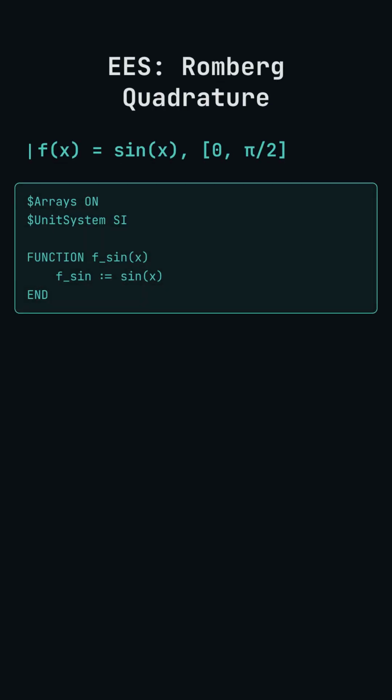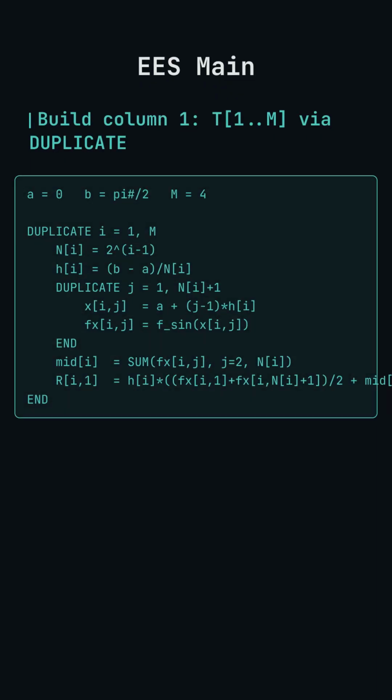Define the integrand as an EES function, sine of x, so it can be called repeatedly at different step sizes. Loop over I from 1 to m. At each level, n doubles: 1, 2, 4, 8 panels, and an inner duplicate applies the composite trapezoidal rule at that resolution. R of I,1 holds the ith trapezoidal estimate.